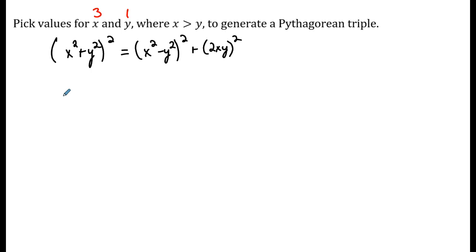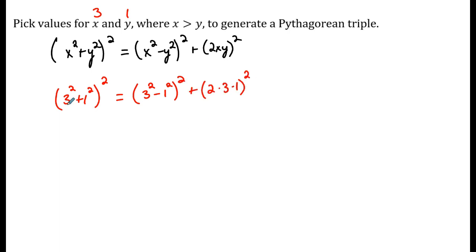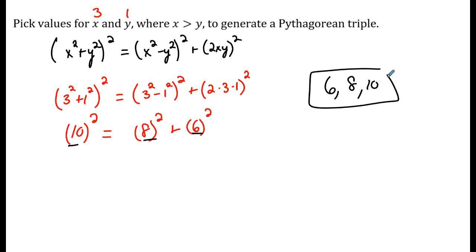So 3 squared plus 1 squared, squared, equals 3 squared minus 1 squared, squared, plus 2 times 3 times 1, squared. 9 plus 1 is 10 squared, equals 9 minus 1 is 8 squared, plus 6 squared. So what Pythagorean triple did I generate from this? I generated the 6, 8, 10 Pythagorean triple.